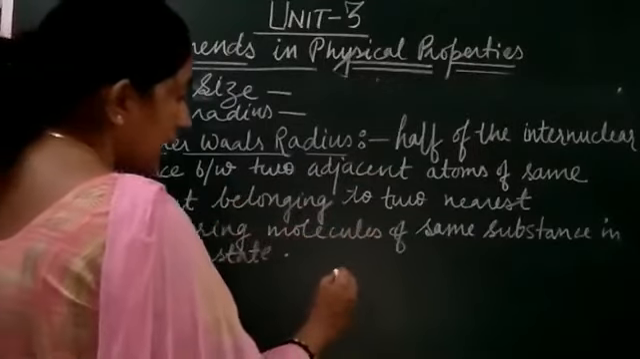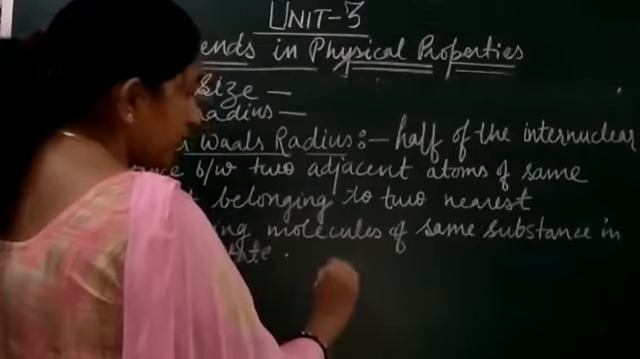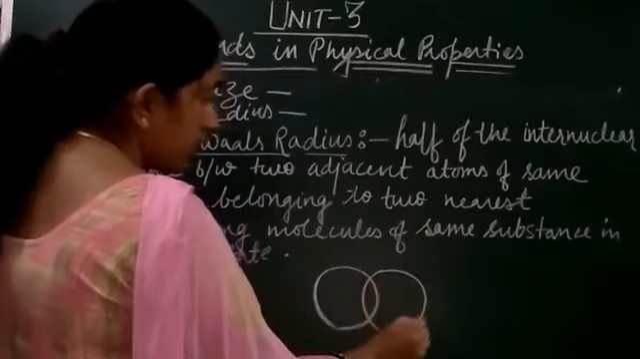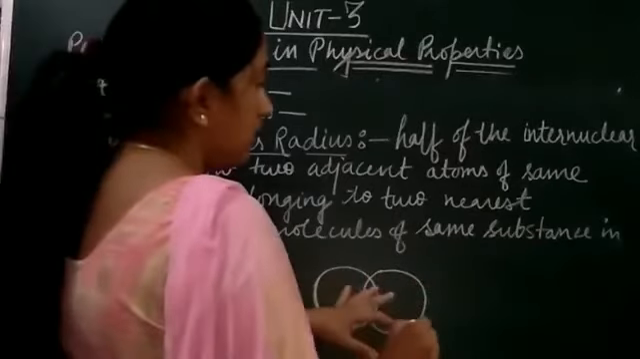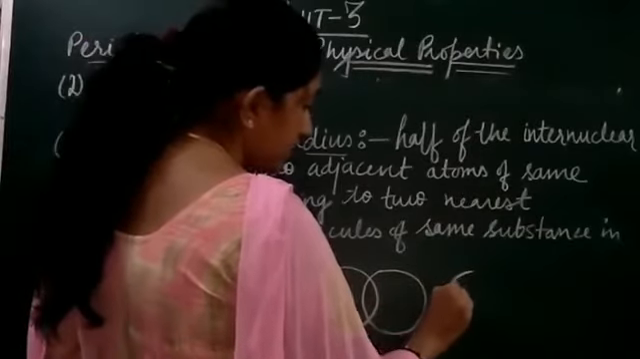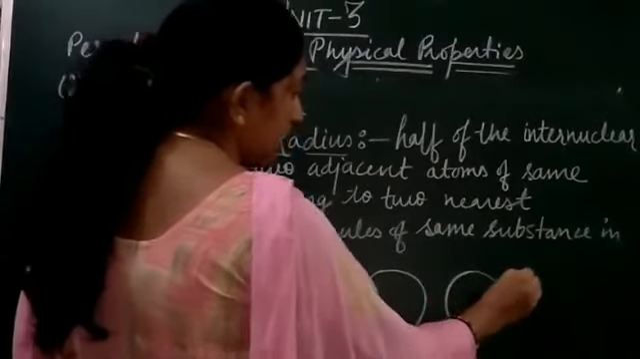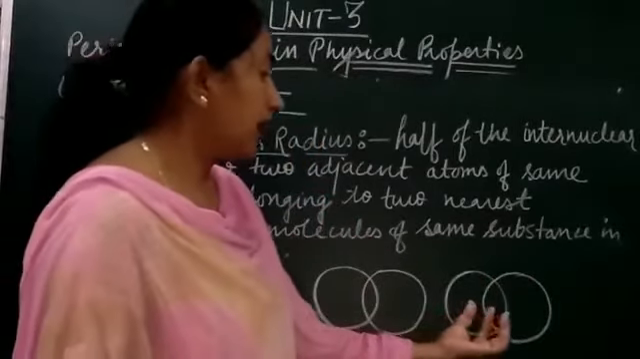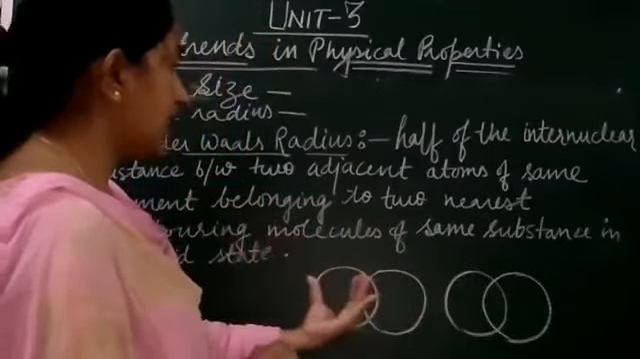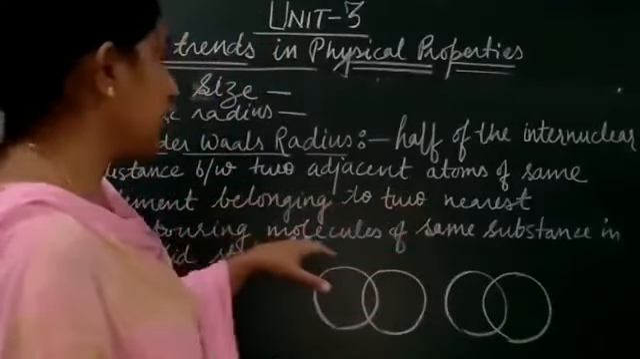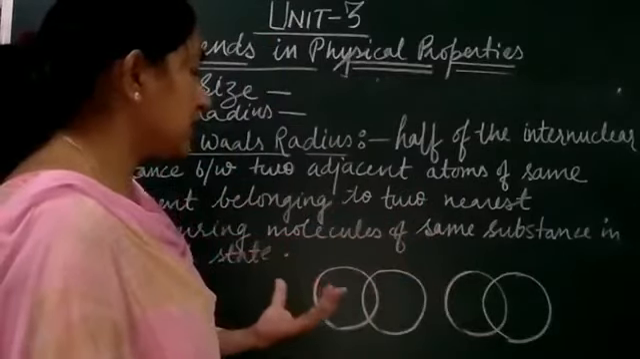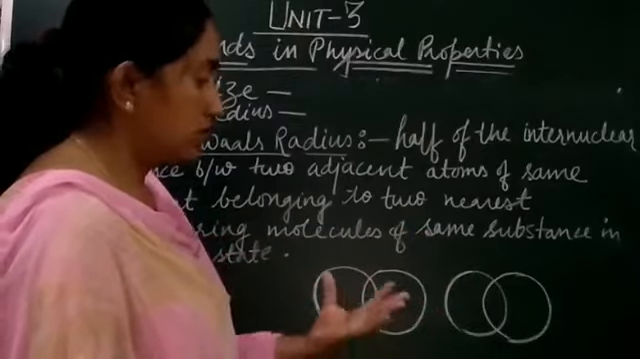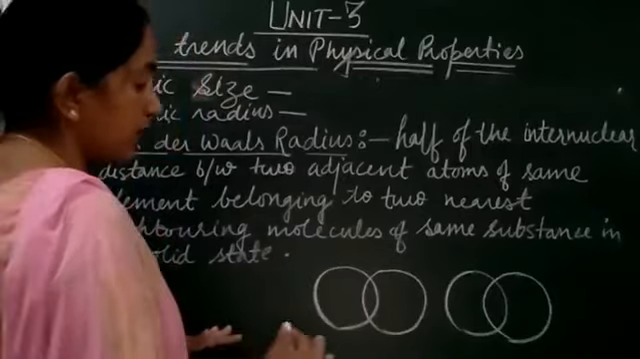nearest neighboring molecules. Now let us consider here that this is one molecule atom. This is another atom, covalently bonded. Right. Now the neighboring molecule. This is the neighboring molecule of the same substance, and here too the two atoms are covalently bonded. I think the line is clear: the two nearest neighboring molecules of the same substance in the solid state. Why the solid state? So that the molecules can approach one another as closely as possible, right?